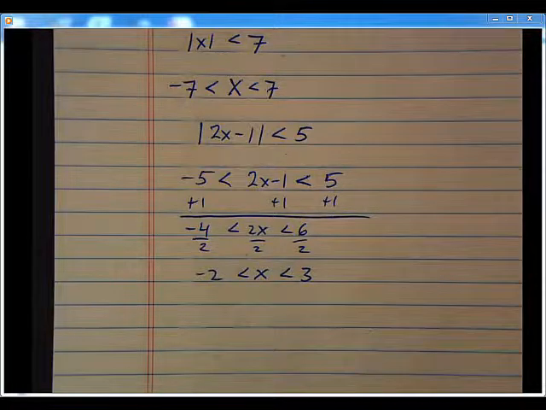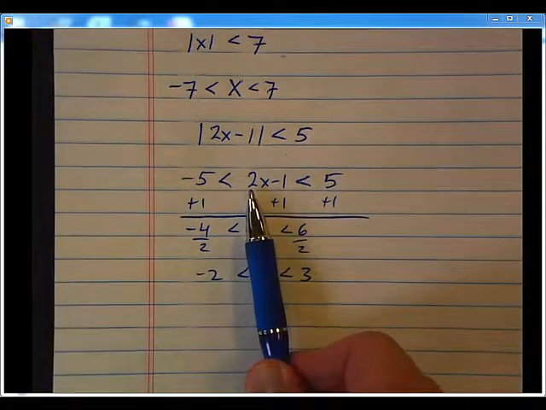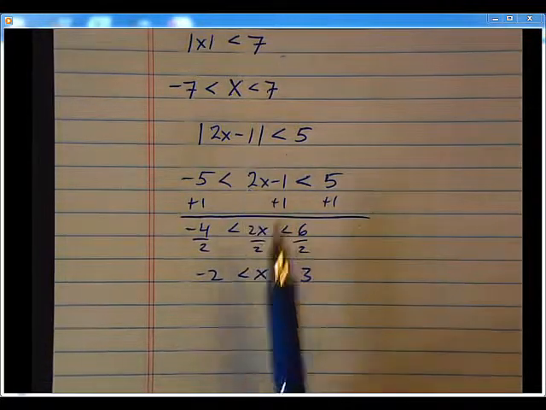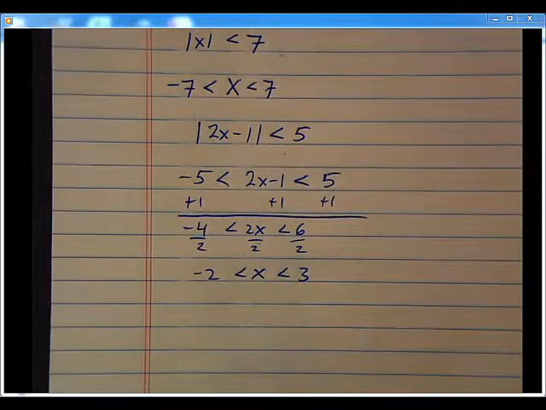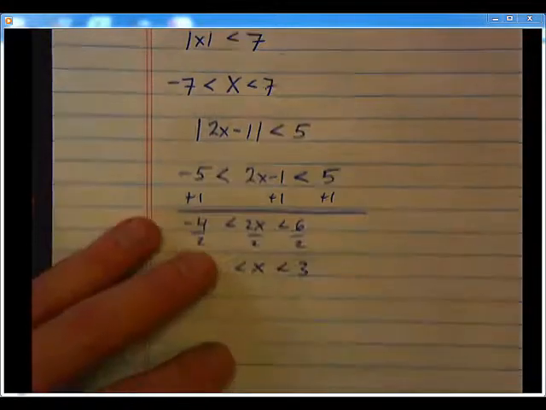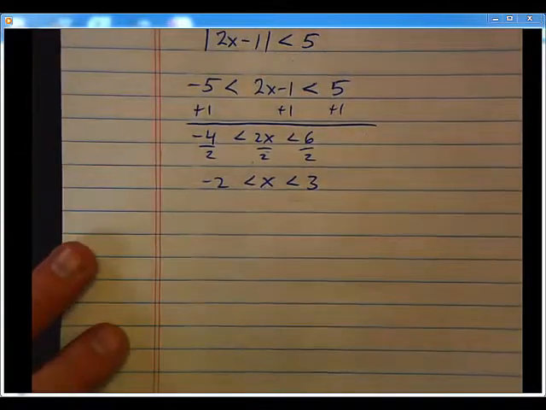Again, what happens is the thing inside your original absolute values gets trapped between the two numbers, and then you solve just like you did in section 3.5. Now I think I'm going to move on to a greater than problem.